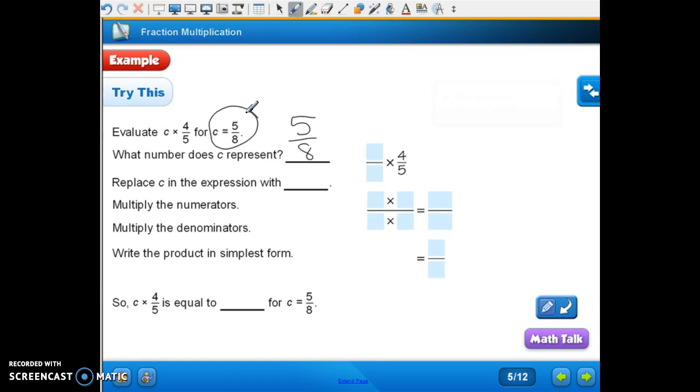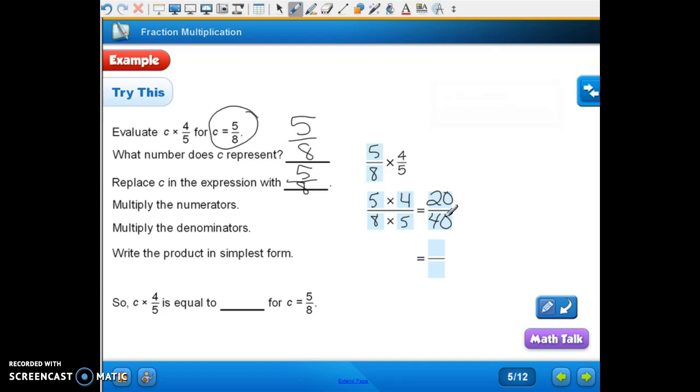Replace C in the expression with 5/8. So you're going to write 5/8 over here. You're going to rewrite your numerators and your denominators. 5 times 4 is 20. 8 times 5 is 40. Now we need to write that in simplest form.